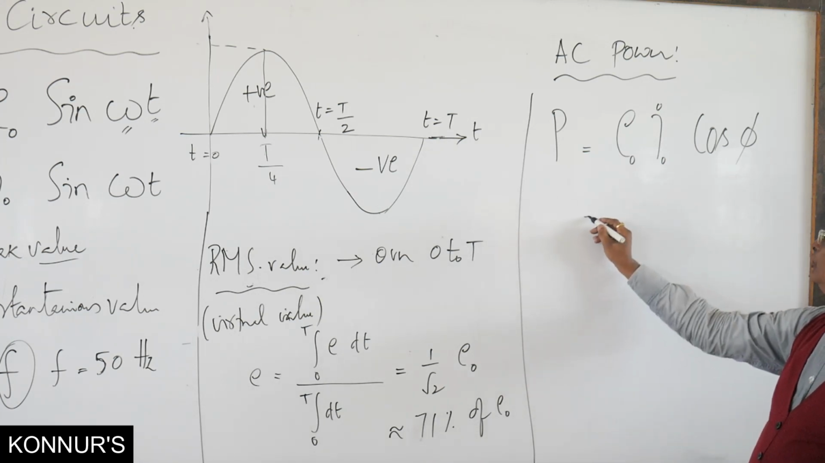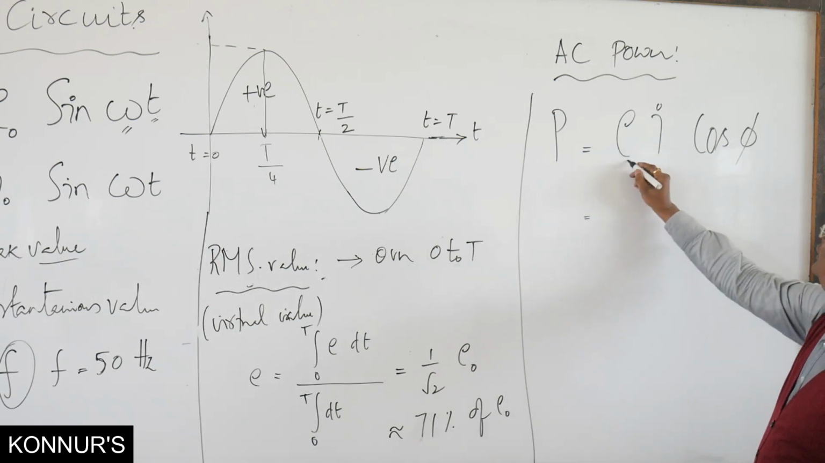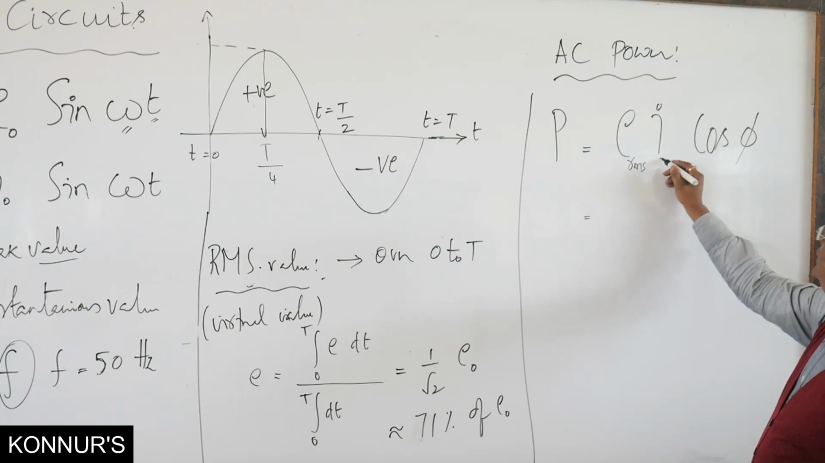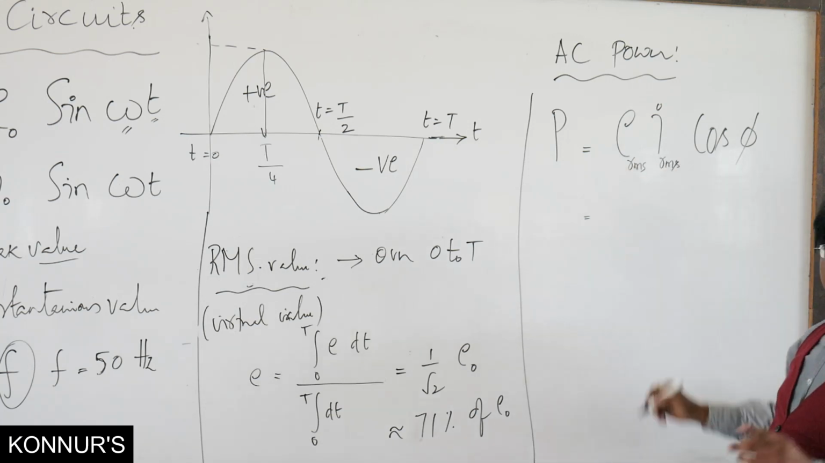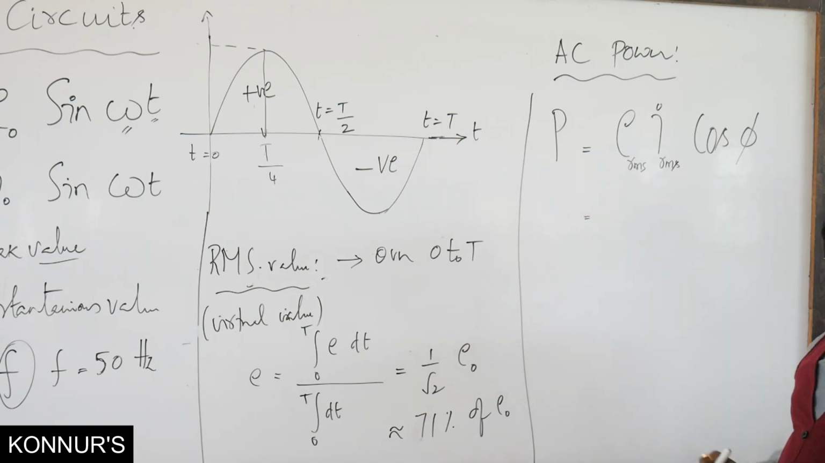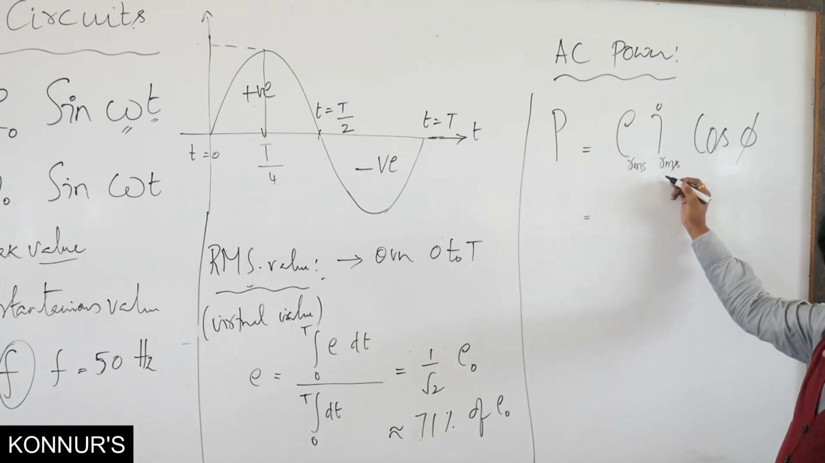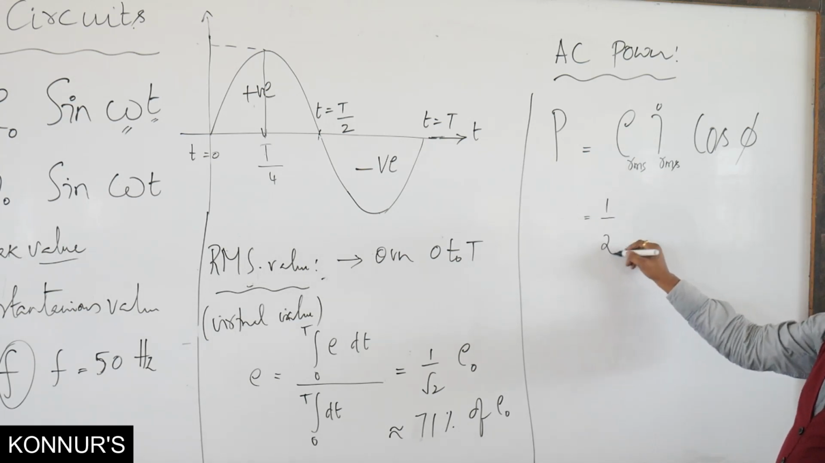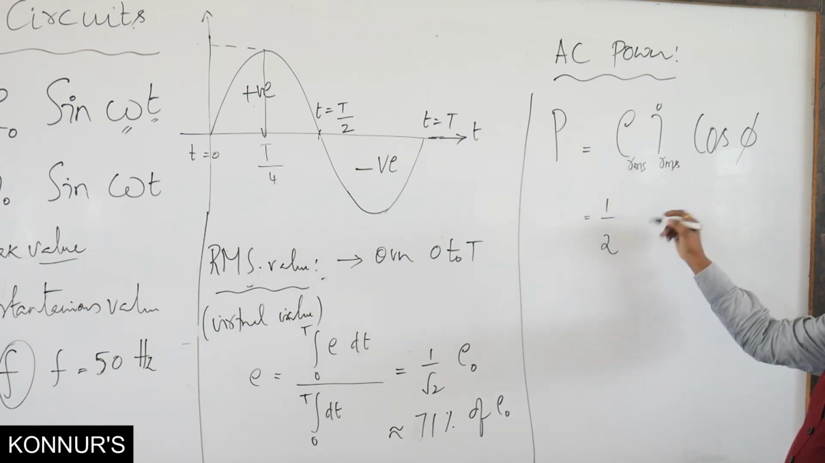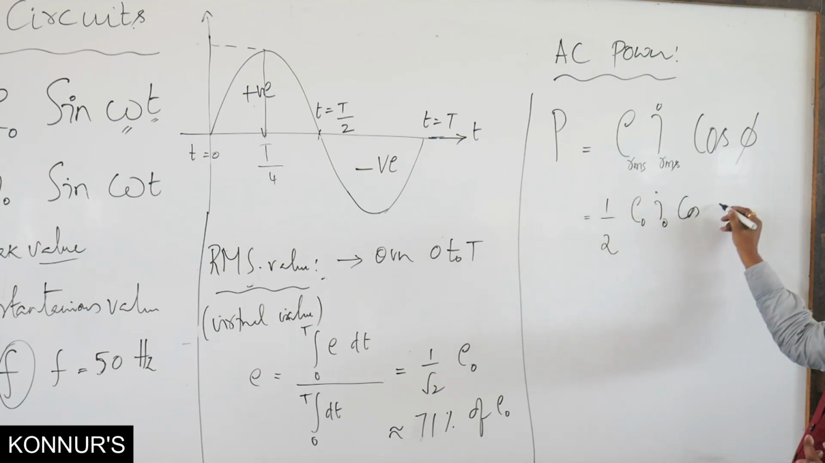Now we always know E RMS, I RMS, because we are taking the complete cycle, right? P equals E RMS I RMS cos phi. Now E RMS we know is E naught by root 2, and I RMS is I naught by root 2. So it is 1 by 2, E naught I naught cos phi.